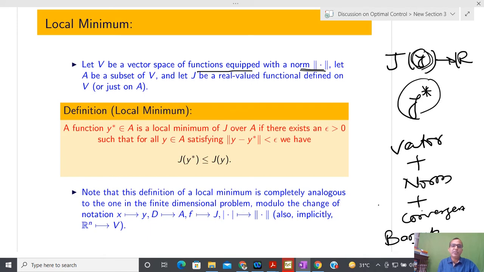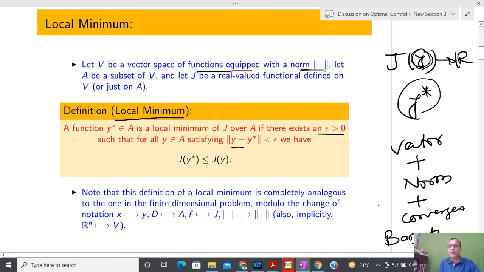In the previous class we have already seen that. Now, what is the meaning of local minima? A function y star that belongs to A, where A is nothing but what I have actually taken from the V, is a local minima of J over A if there exists epsilon such that y belongs to A, and if the distance between y and y star is less than epsilon.